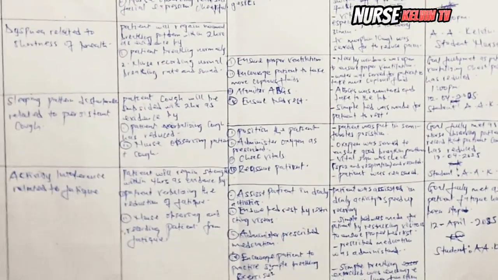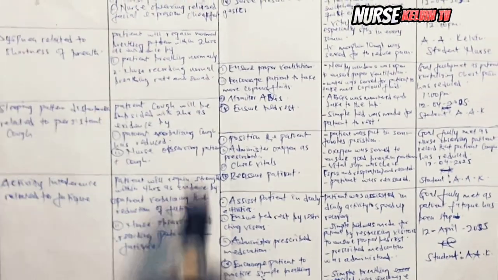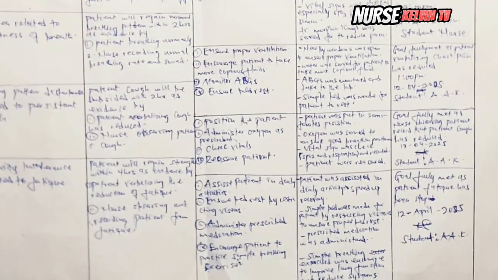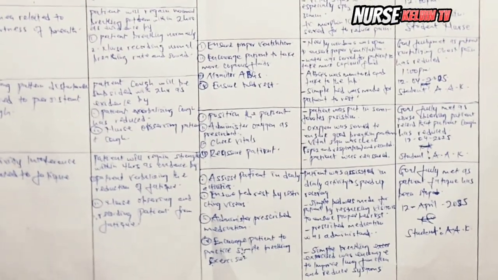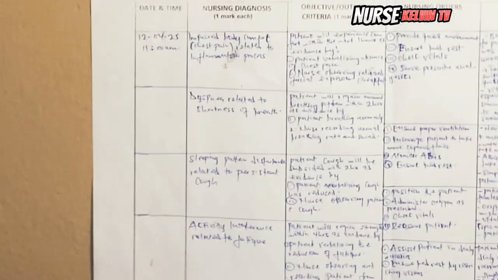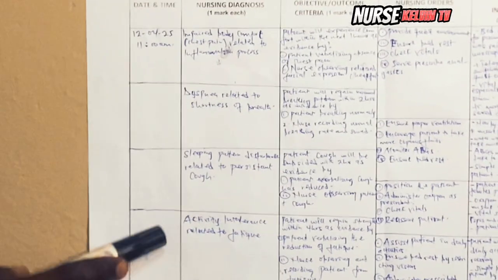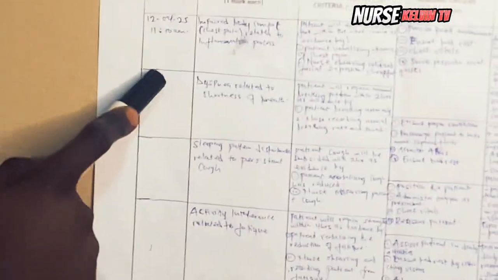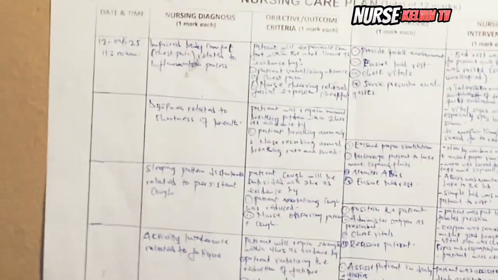So guys, now we know the nursing diagnosis, and we know the objective and the outcome criteria. Also, guys, don't forget whatever you are going to do here, you write the date and the time. Because most students make mistakes, don't leave any space. Make sure all the spaces are written.